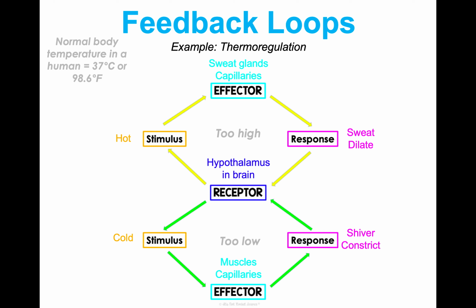So the act of shivering requires energy, and that causes a release of heat as a byproduct, which will then get us back to that normal range. Or our capillaries, those blood vessels, can constrict, which will decrease the surface area, which will retain more heat, not let it be released, which will bring us back to our normal range. Okay, so that's just one example in thermoregulation.